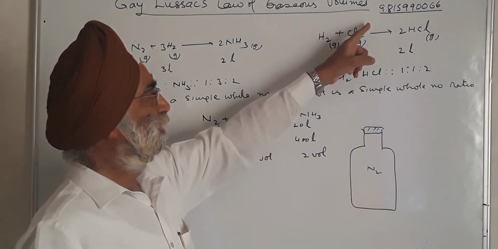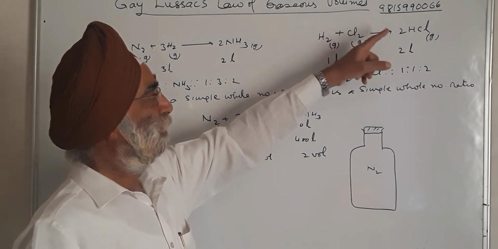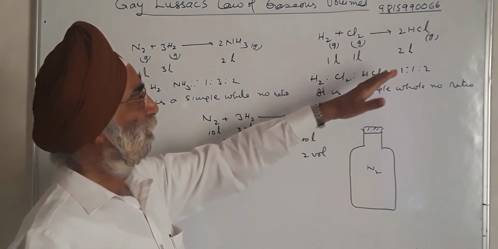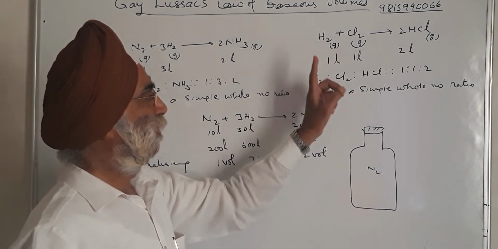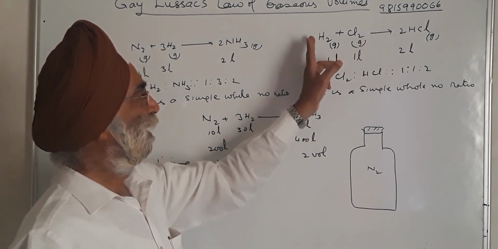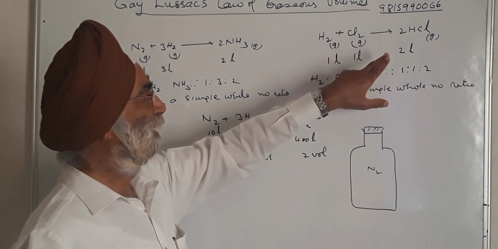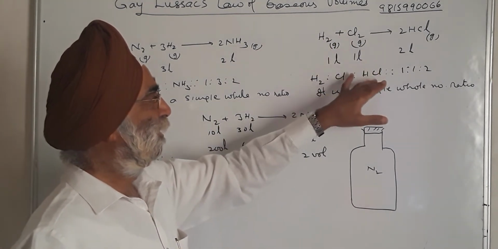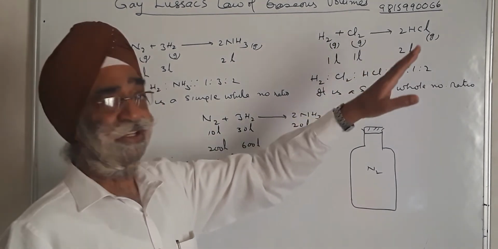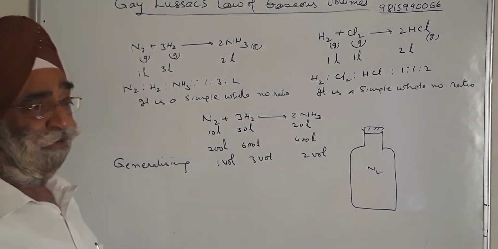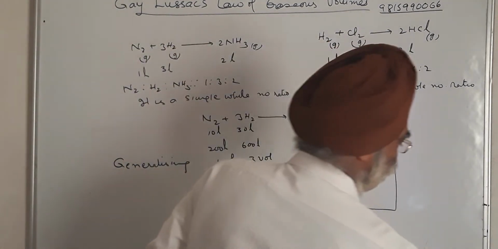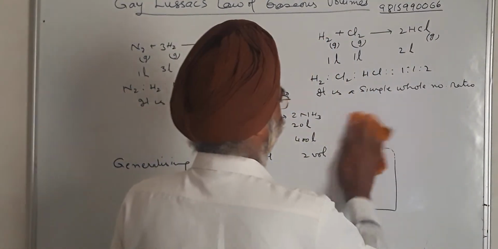Hydrogen is a gas, chlorine is a gas, product is also a gas. The law extends to products also. The ratio between volumes of hydrogen, chlorine and hydrogen chloride is 1:1:2. It is a simple whole number ratio. It may not always be so.